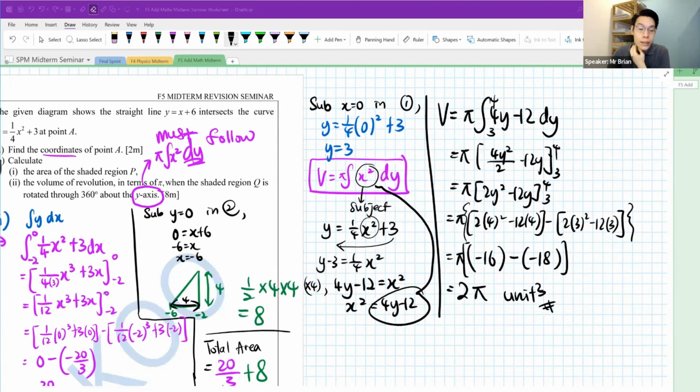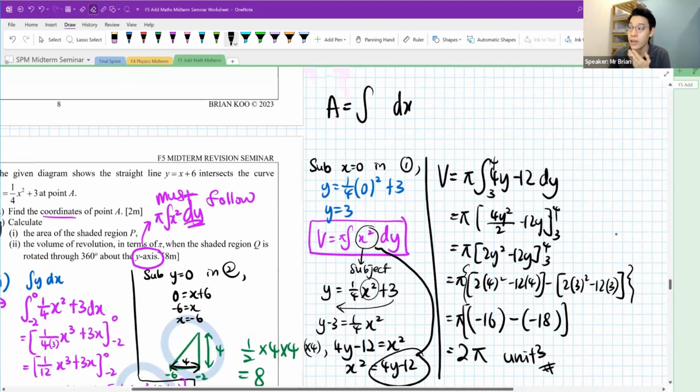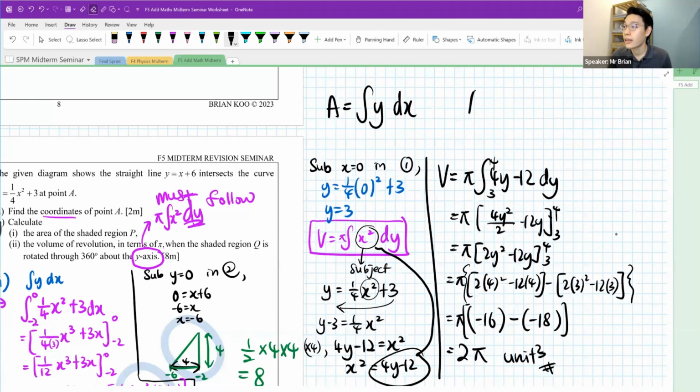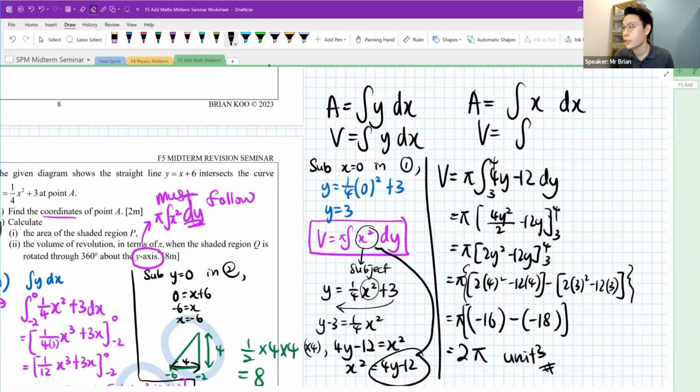How to get this volume formula again? This one is not given, so you have to remember that the area is y dx or x dy. For volume, you just have to add 2 things. You see, I copy the same thing, but you just add a square and add a pi.